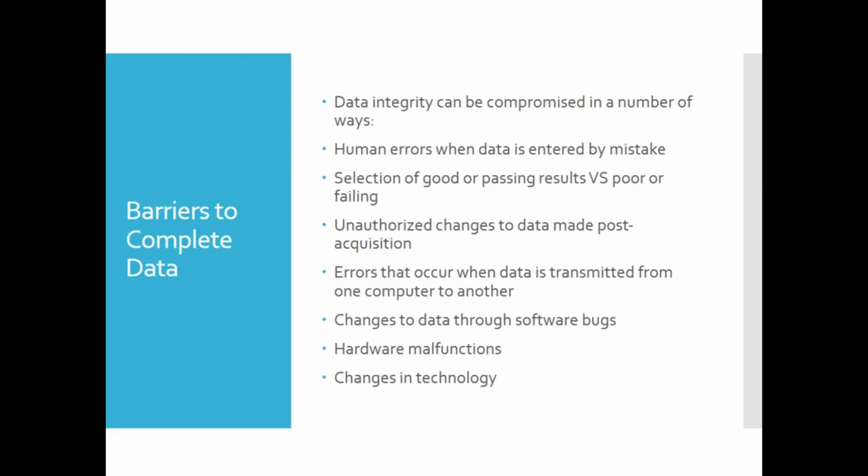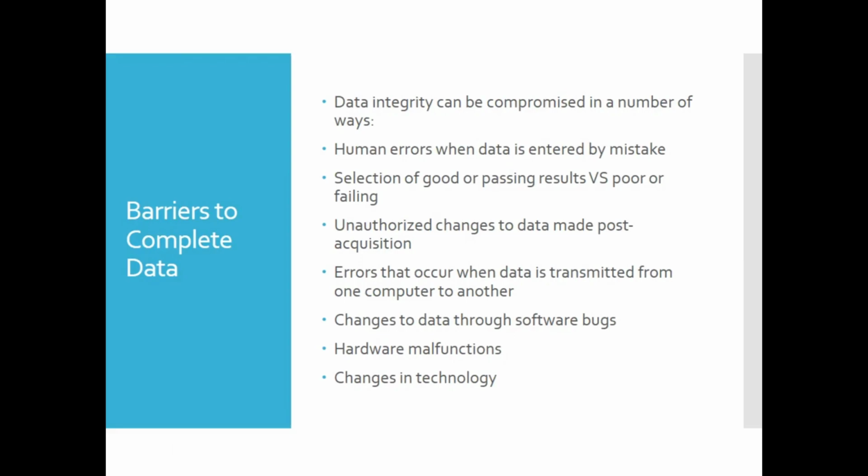Selection of good or passing results to the exclusion of those that are poor or failing. So if you're doing a dissolution test, you have 6 results, so you can select which ones you want. That would be considered a compromise in data integrity because you must report all individual results.